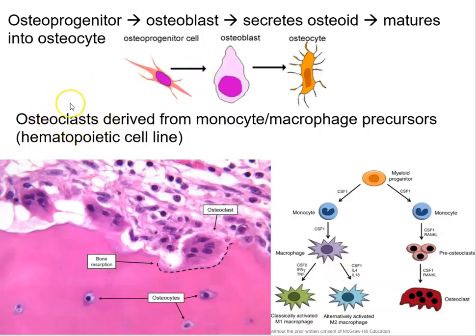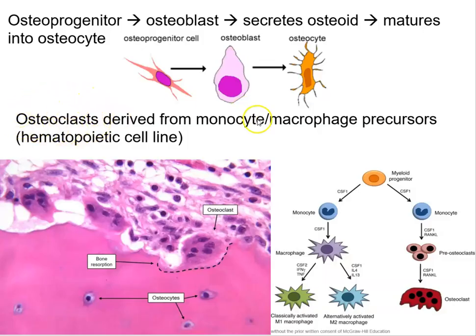Osteoclasts break down bone, and they are actually derived from the monocyte or macrophage precursors in the hematopoietic cell line. So they come from an entirely different cell line. And the way to remember this, in my opinion, is to remember that macrophages and monocytes are phagocytes, right? They like to eat things. Well, so does an osteoclast. It just eats bone instead of pathogens, okay? So same kind of mechanism as far as cells devouring something.